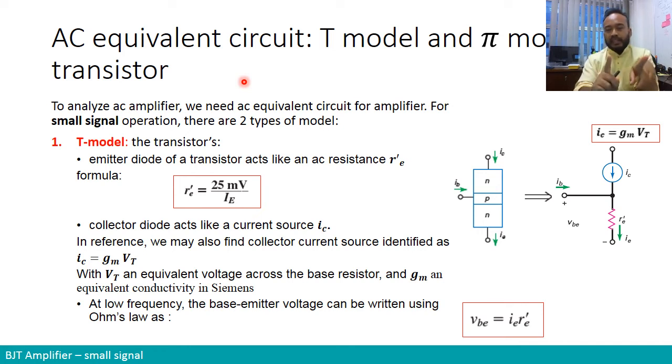After we've understood the modeling of the transistor, then we'll go to the modeling of the amplifier. So now is on the model of the transistor. There are two types of model. The first one is what we call the T model. So what is the T model?